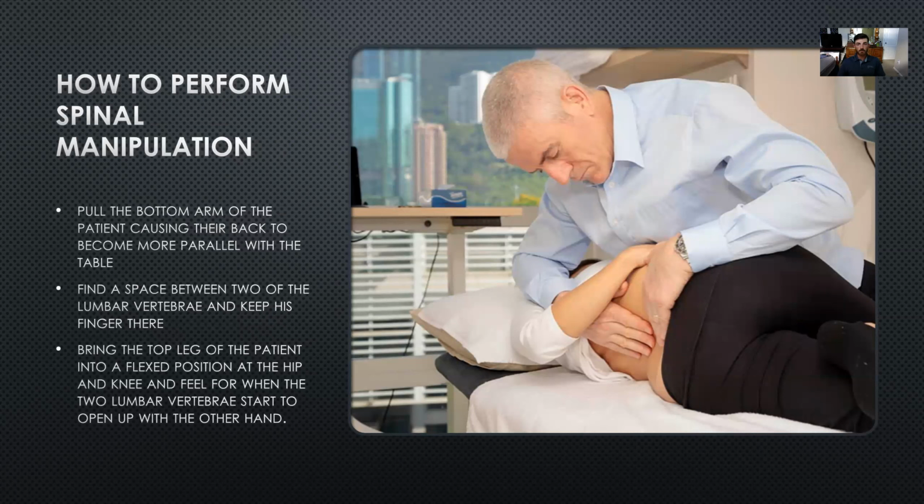So you're going to have your patient lay on their side facing the clinician, and then you are going to pull their bottom arm until their back becomes more parallel with the table. And then with your other hand, you're going to find the space between two of the lumbar vertebrae, and you're going to keep your fingers there. You're going to bring the top leg of the patient into a flexed position at the hip and knee, and feel when those two vertebrae between your fingers start to open up.